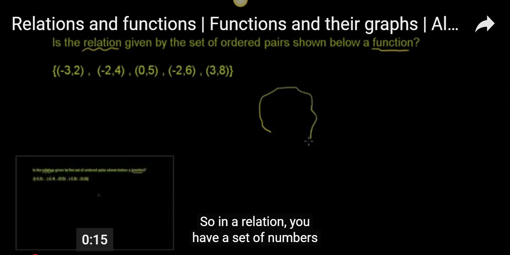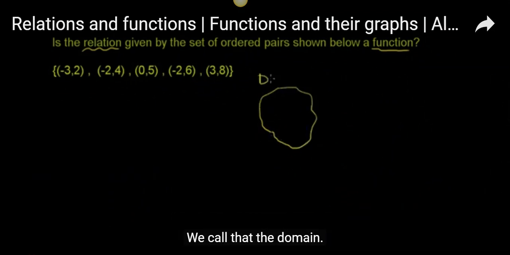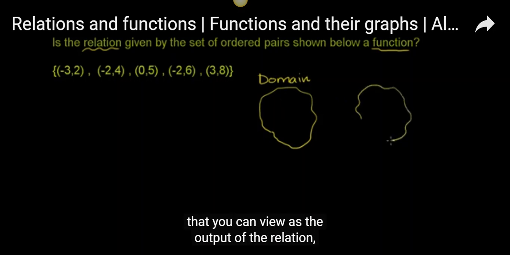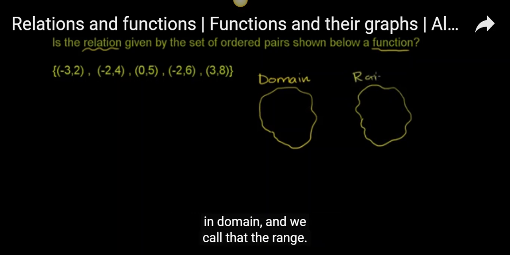You have a set of numbers that you can view as the input into the relation. We call that the domain. You can view them as the set of numbers over which that relation is defined. And then you have a set of numbers that you can view as the output of the relation, or the numbers that can be associated with anything in the domain. And we call that the range. And it's a fairly straightforward idea.